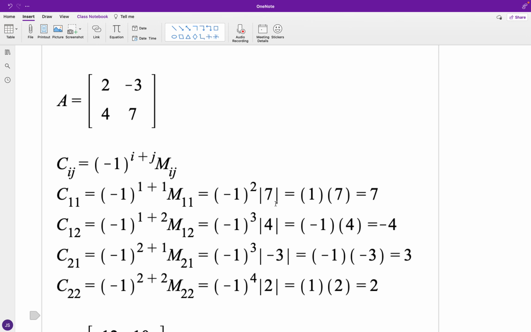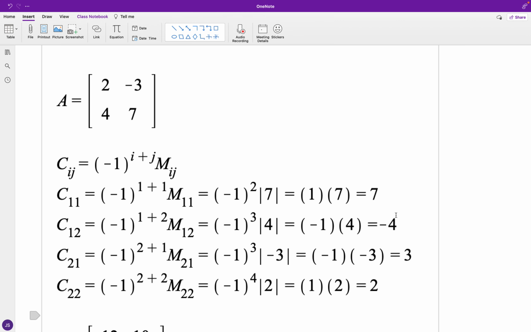And you have times the determinant of 7. And for this 1x1 section, that is only 7, and we're not looking at absolute value. And we have 1 times 7 comes out to 7. Now for the first row, second column, if I cover up the first row and the second column, I have 4 left exposed. And for the degree to which negative 1 is raised, I have 1 plus 2, and negative 1 to the third is negative 1. And we have times 4. Negative 1 times 4 comes out to negative 4.